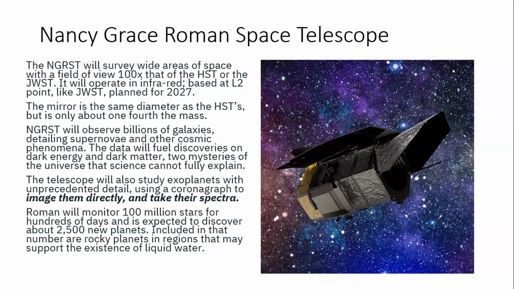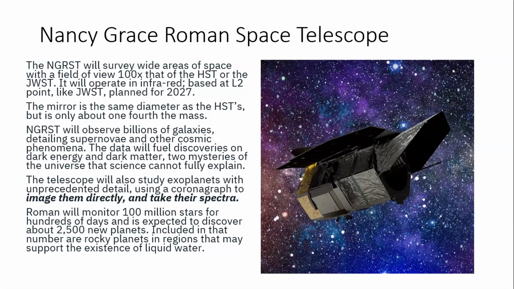And exoplanets, oh yes, this is interesting. It's going to use a coronagraph, which blocks out the light from the star so that you can see the planet orbiting around the star 100 light years away, whatever. Hard to get your head around that, but that's what it's planned to do. And it will not only image those planets directly, but it'll be able to take their spectra.